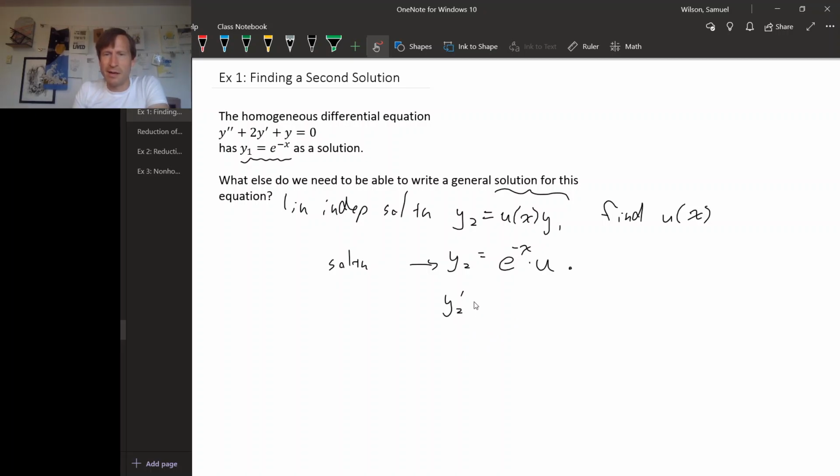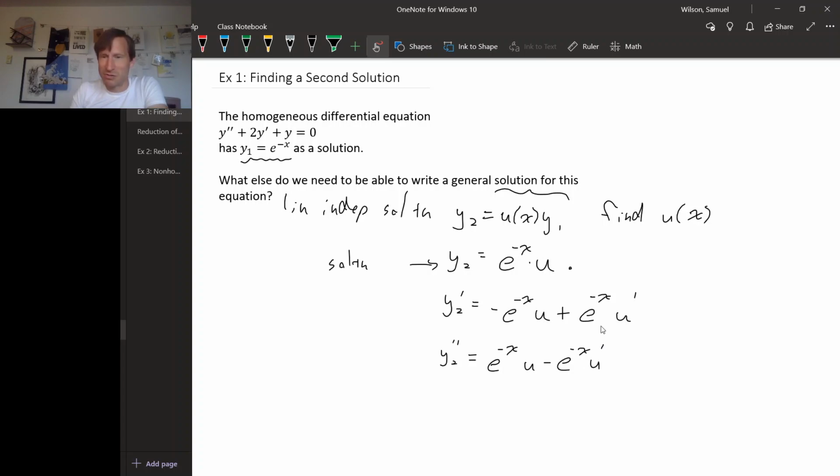So y sub 2 prime is minus e to the minus x times u plus, and now the second part of the product rule, e to the minus x times u prime. So there's the first derivative. Now for the second derivative of y sub 2, again we have to do the product rule on each piece here. On the first piece, when we do the first part of the product rule, the chain rule spits out a minus sign, so we get e to the minus x times u minus e to the minus x times u prime. So that's the product rule on this first term.